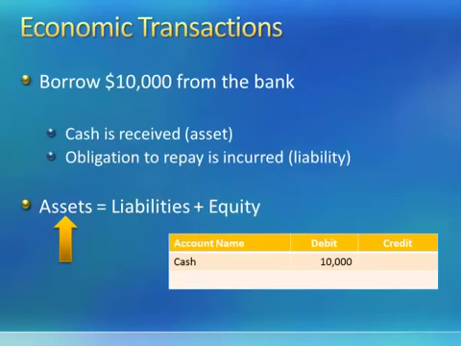We have an obligation to repay. Therefore, we have a liability increasing. When we have a liability increasing, we're going to credit the liability, in this case, notes payable for $10,000, the amount that we're obligated to repay. The transaction is we borrow $10,000 from the bank. It's recorded by increasing cash, by debiting cash $10,000 and crediting notes payable $10,000.